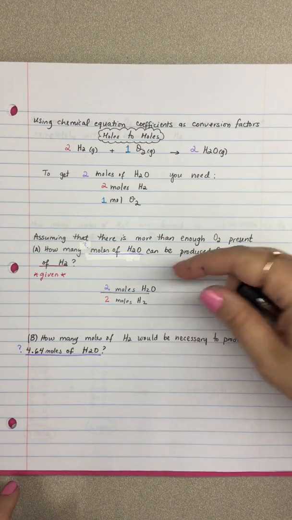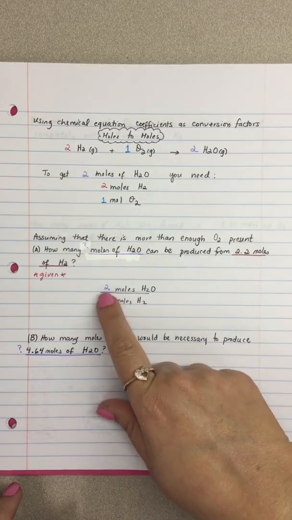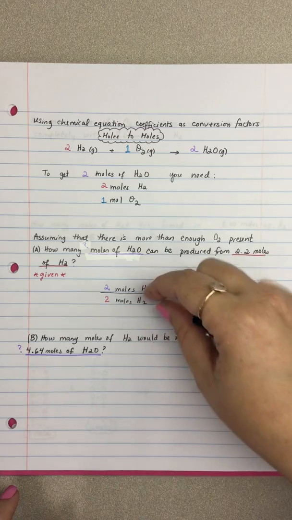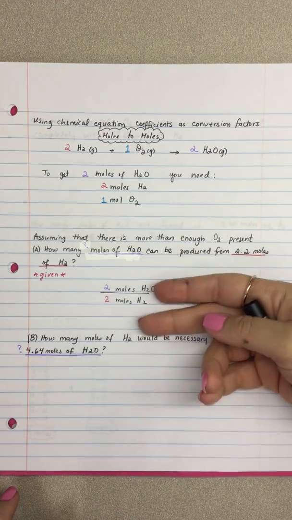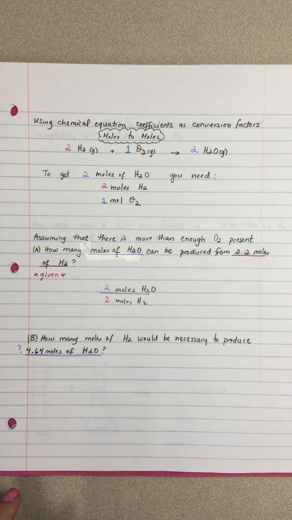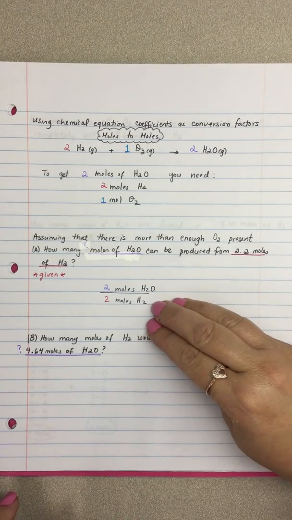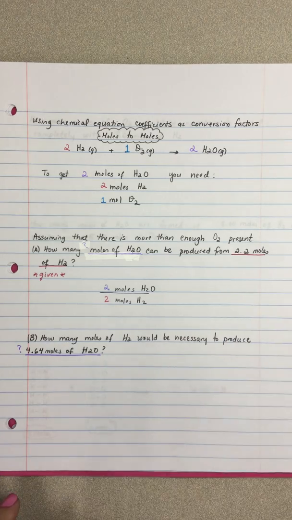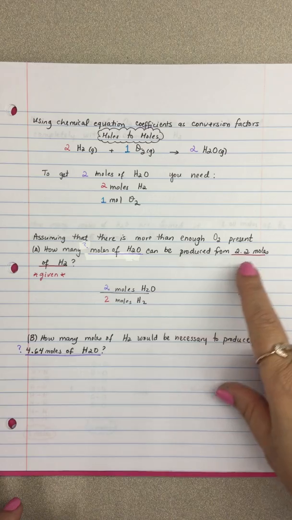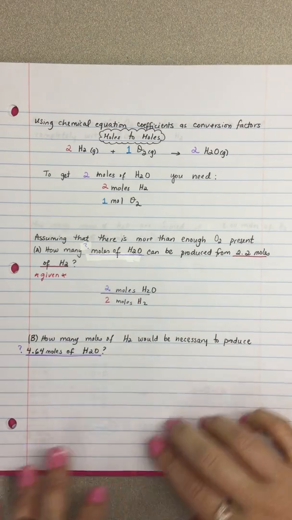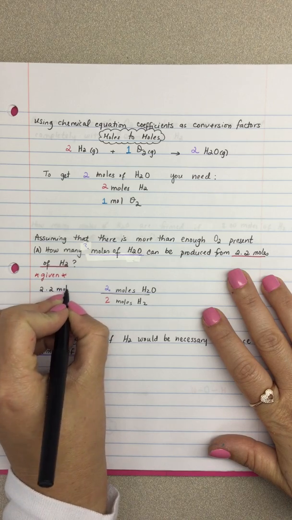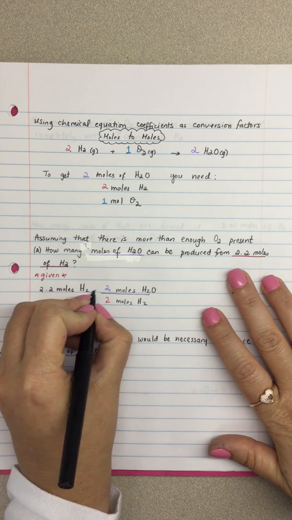Okay? You can use this conversion factor as 2 moles of the water on top and 2 moles of hydrogen on the bottom part, like the one that I have here, or the other way around. You can have 2 moles of H2 over 2 moles of H2O. But this is the one that you need, because you're trying to get moles of H2O, and what you're given is the moles of H2. So the number that you have is 2.2 moles of H2.